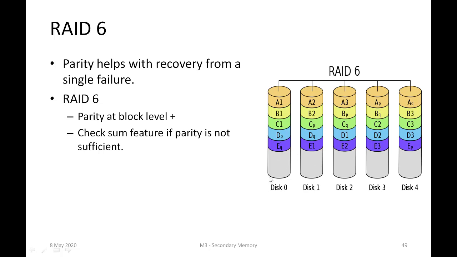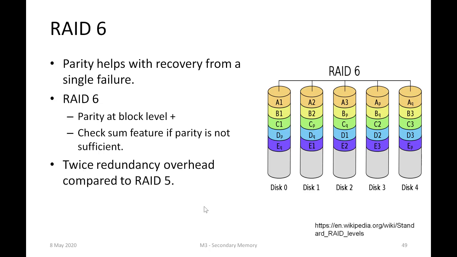EQ in disk 0. Accordingly, the parity information is also distributed across multiple disks for enabling parallel read operations and parallel write operations. So overall, our throughput will increase along with a reliable storage. So RAID 5 required one additional disk and RAID 6 when compared to RAID 5 would need another additional disk.